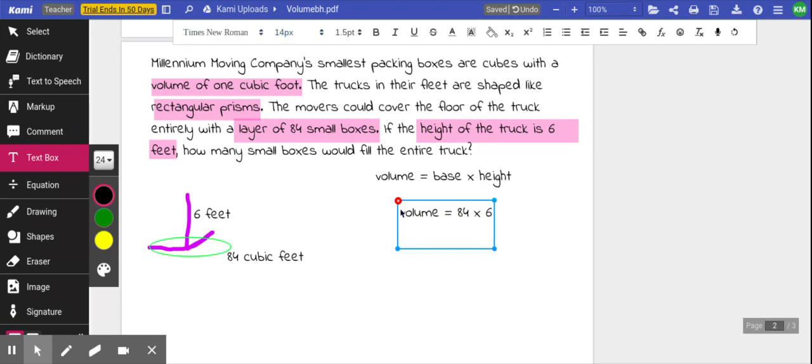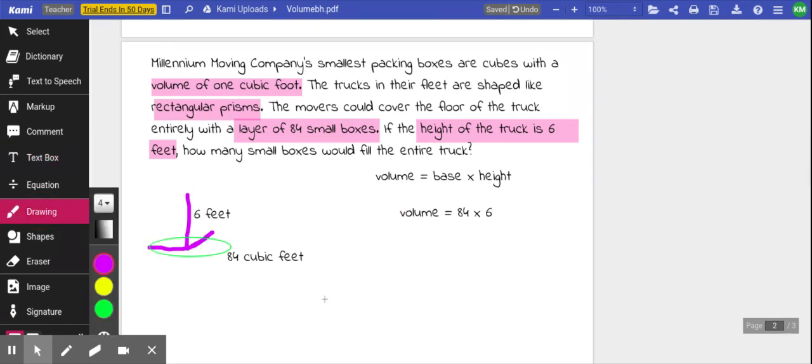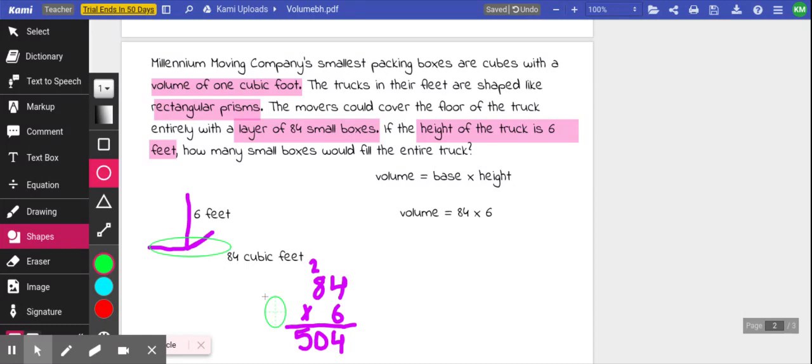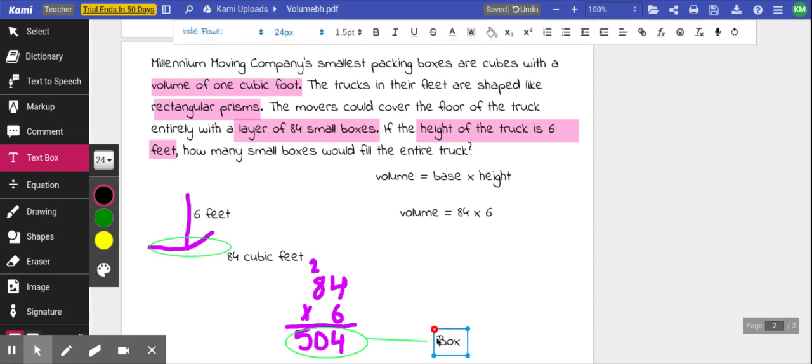And then I could do my calculations for 84 times 6. I'll do that along the side here, just for anyone who's still struggling with multiplying. I could do 84 times 6, show all my mathematical thinking. So I know 4 times 6 is 24. Write my 4 and regroup my 2. 6 times 8 is equal to 48, plus 2 is equal to 50. So I can see here, this is the volume, or how many cubes or how many boxes can fit into the entire truck. And I'm just going to label it. So 504 boxes can fit into the trucks.